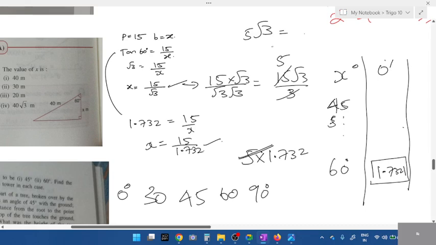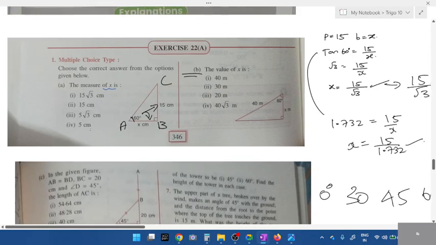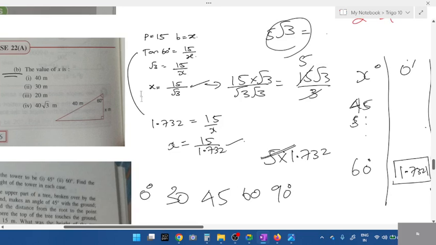So what's the answer, students? X is equal to 5 root 3. Which option? Option 3. And it also depends on the options, students. In the options, they haven't given any decimal value, so just leave it as 5 root 3. Try the second question. Find the value of x. Second question.